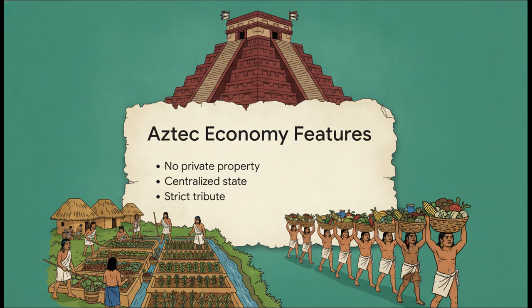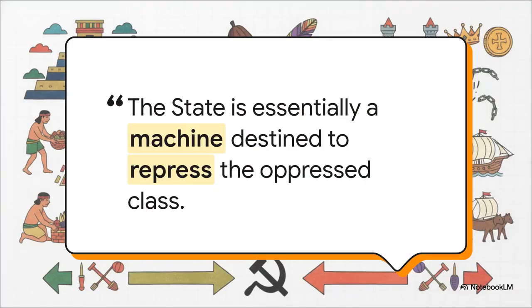They did it through the rigid, continuous extraction of tribute. They were constantly demanding goods, food, and human labor from the neighboring tribes they conquered. Engels actually hit the nail on the head regarding this dynamic when he wrote, "The cohesive force of civilized society is the state, which is essentially a machine destined to repress the oppressed class."